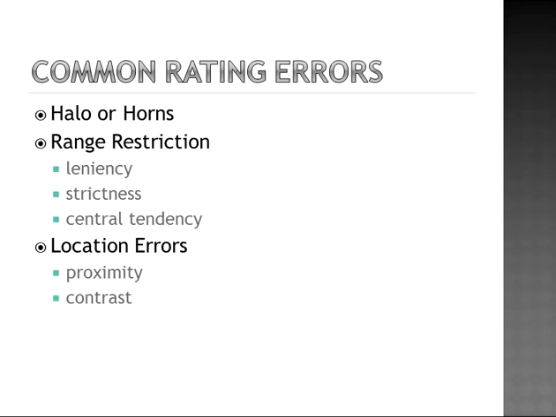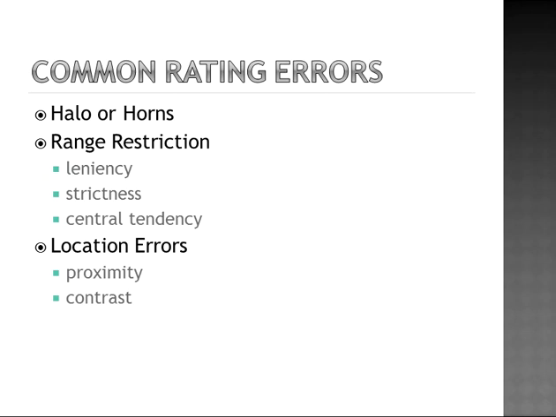You also have strictness error, a type of rating error in which the rater consistently gives all employees low ratings regardless of their actual levels of performance. And then you have central tendency error. You know what that is. A rating error in which the rater consistently gives all employees in the middle of the scale regardless of their actual levels of performance. So those are some of the key errors that we talk about.